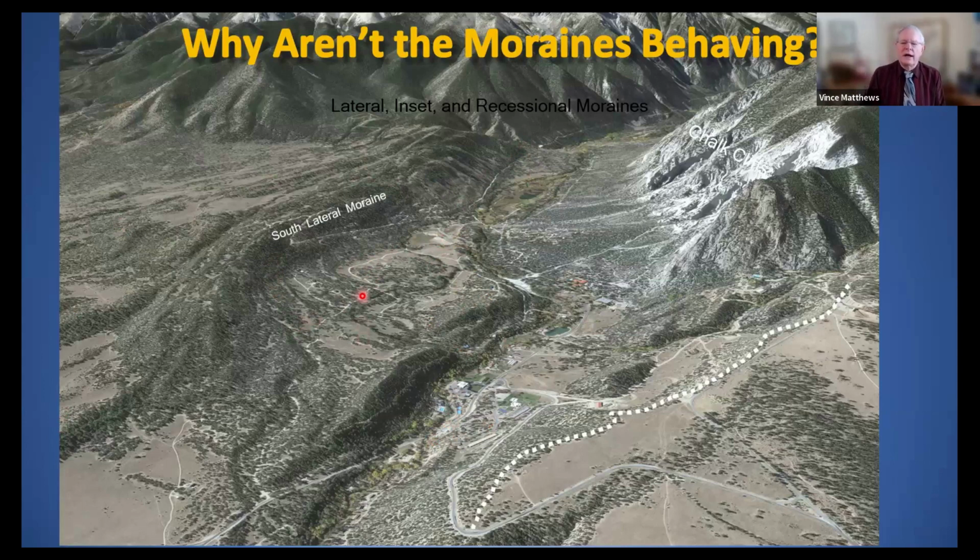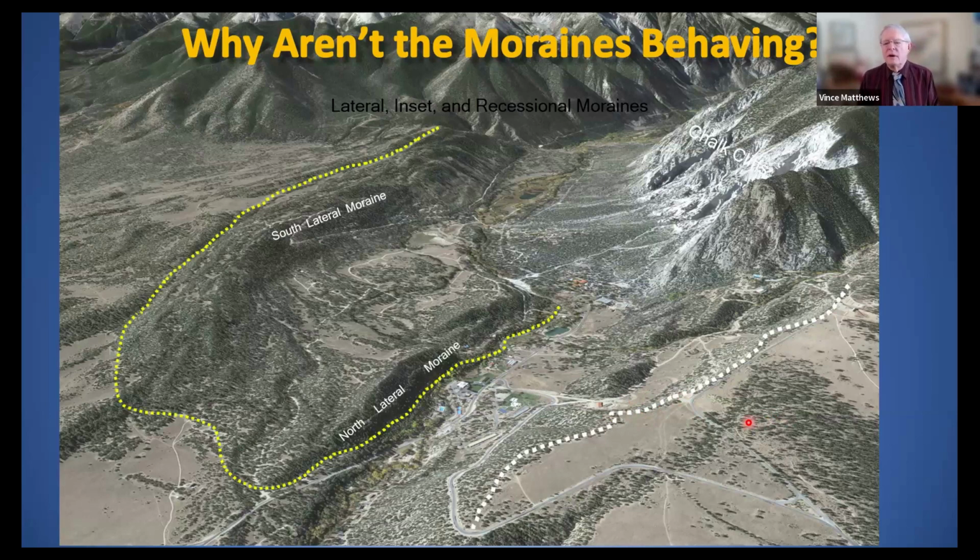But that's the South Lateral Moraine, and this is the North Valley Wall over here. That white dotted line is on the cliff edge of this plateau up here. And here's the North Lateral Moraine right here. It's out in the middle of the valley where it doesn't belong. And I just, what's with this? And so it was very, very puzzling to me.